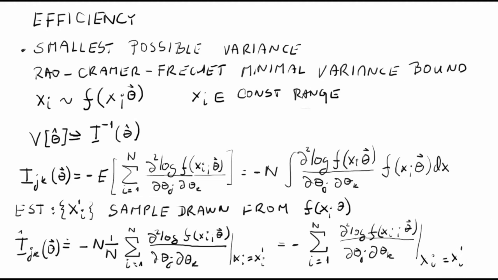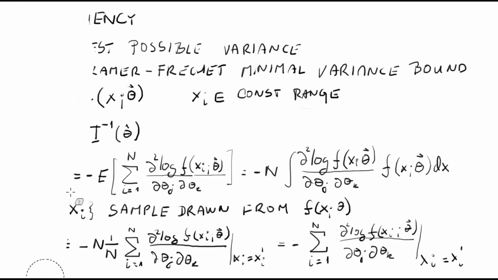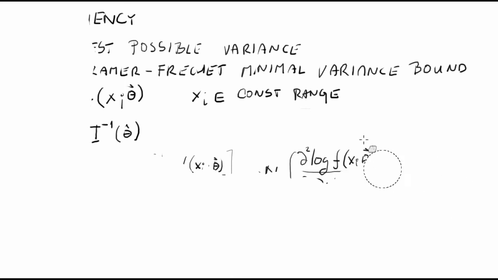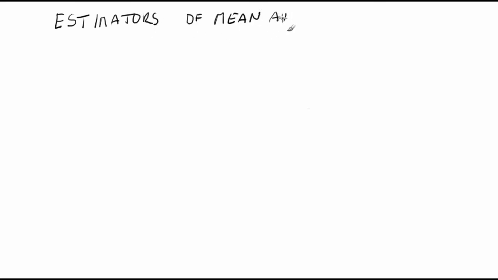Let's stress that one needs the true value of the parameter theta vector to calculate the Fisher information matrix. An approximation can be to use the estimators instead. Let's make an example. We will study very common estimators of the mean value and variance of an arbitrary probability density function. Let each value from a sample xi of size n be drawn from a probability density function f of x.